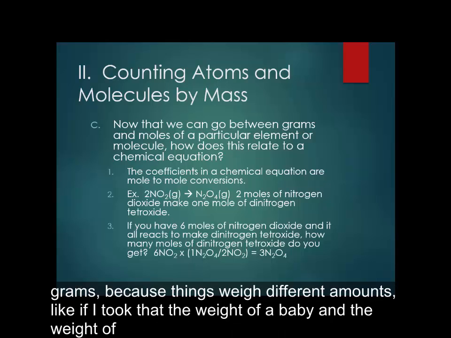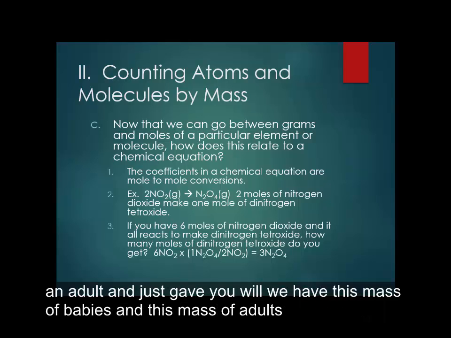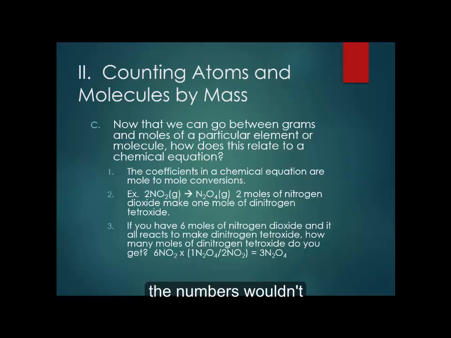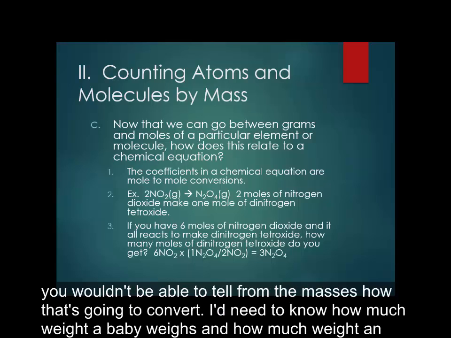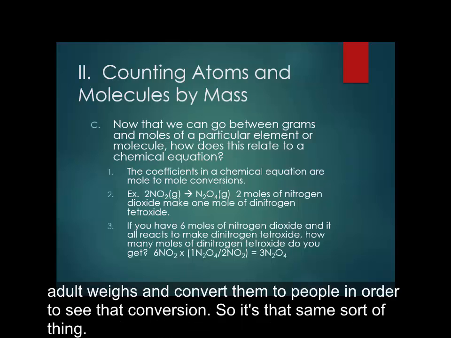If they're in grams, because things weigh different amounts, like if I took the weight of a baby and the weight of an adult and just gave you, well, we have this mass of babies and this mass of adults, the numbers wouldn't convert entirely. If I said, oh, I want 2 adults to each child, you wouldn't be able to tell from the masses how that's going to convert. I need to know how much weight a baby weighs and how much weight an adult weighs and convert them to people in order to see that conversion. So it's that same sort of thing.